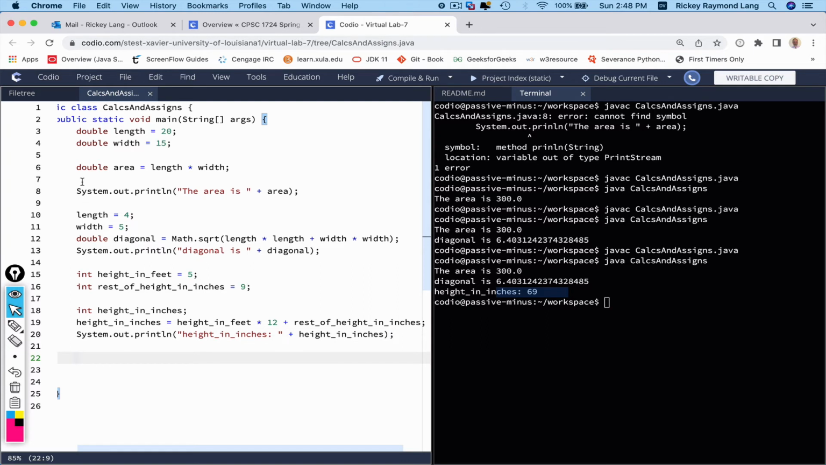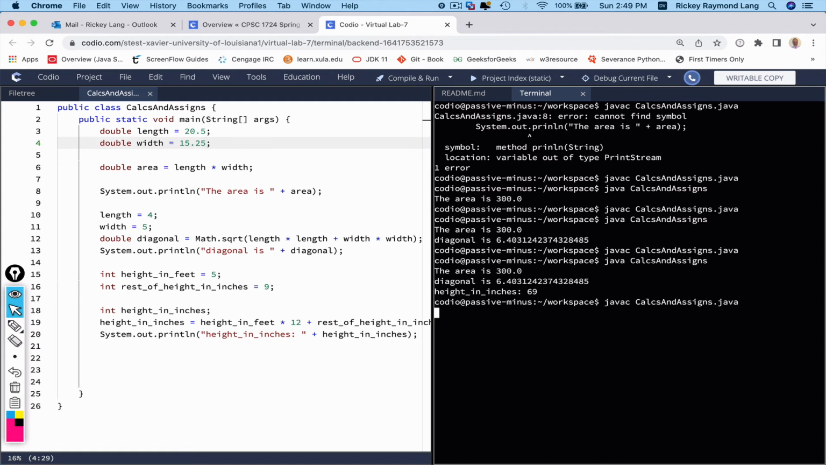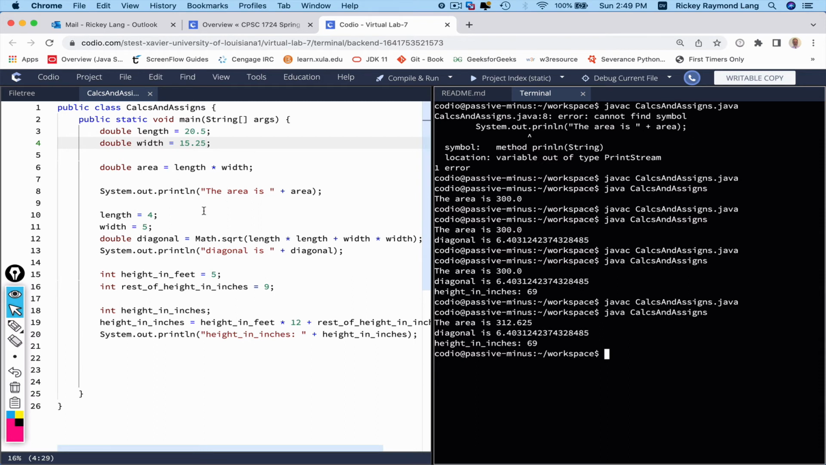Now, you have to be kind of careful when you're choosing what type your variable is going to be. In these cases, I've set up the variables as doubles, even though there was no fractional portion, there could be. A room isn't always an even number of feet. Maybe it's 20.5, and 15 and a quarter. So if your value might have fractional portions, you have to allow for that.